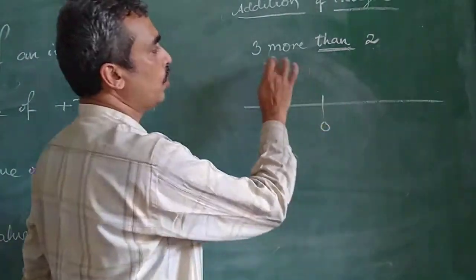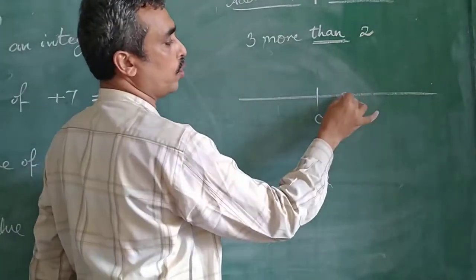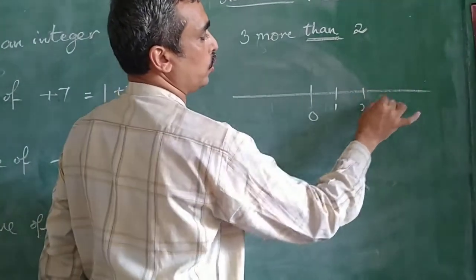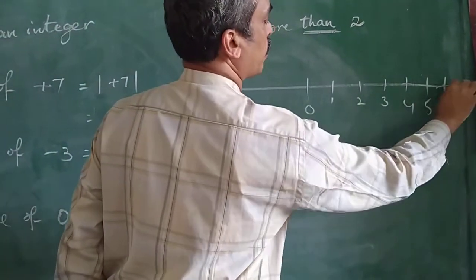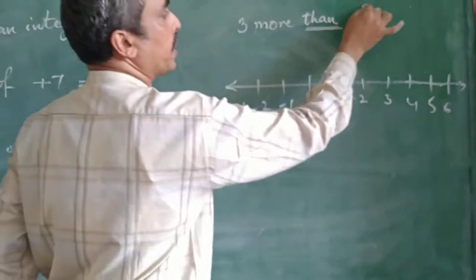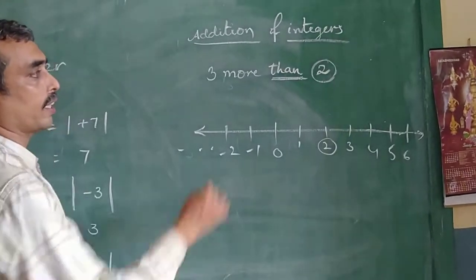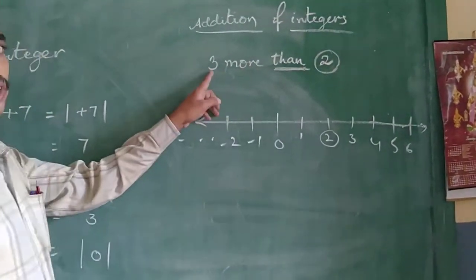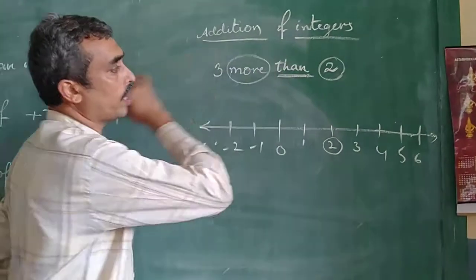So this is 0, 3, 2. 3 more than 2, 2 is a positive number. So here this is 1, 2, 3, 4, 5, 6 and so on. This is the number line. Here -1, -2 and all will come. So 3 more than 2 means 2 is the number to be taken first. 3 more than means 3 steps we have to move. Which side? This is another word.